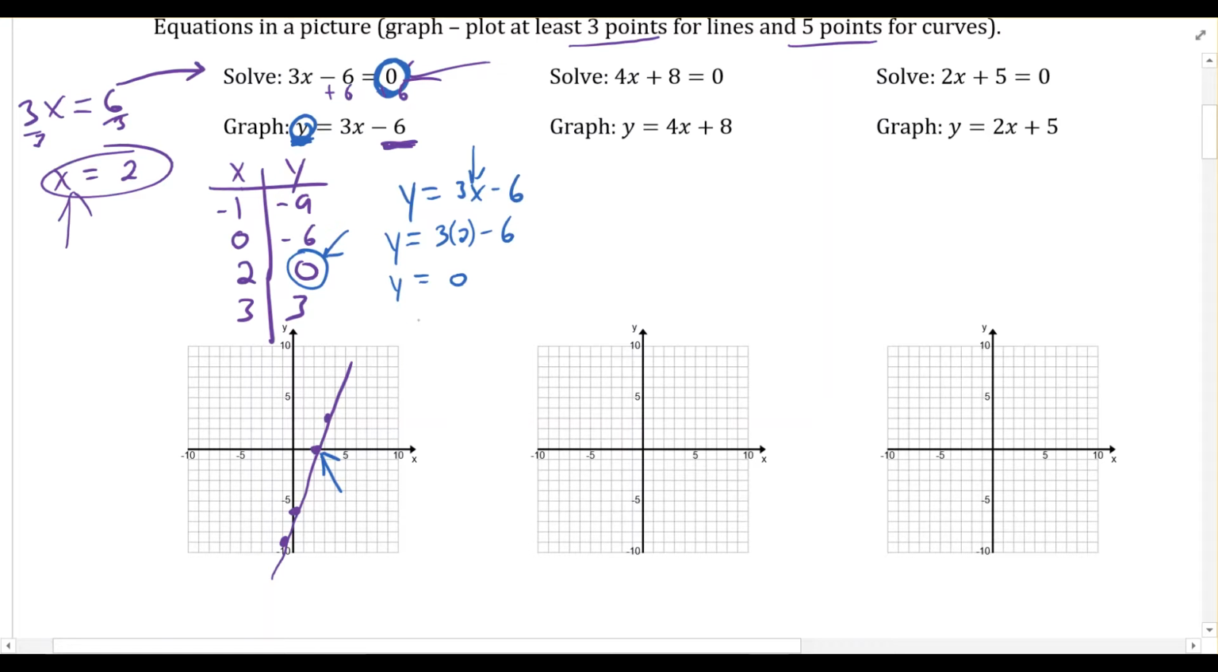That's where this 0 came from. Let's say I put a 3 in there. So again, y is equal to 3 times 3 minus 6. What's the y that I get out? Well, that's 9 minus 6. That's 3. That's where this came from. So when I put in a 3, I get out a 3. y is equal to 3. So hopefully that makes sense, or you remember that from grade 10.